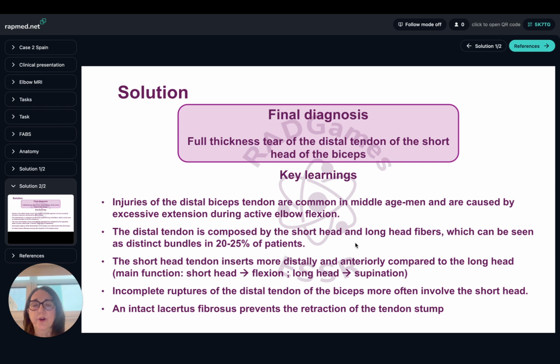Incomplete ruptures of the distal tendon of the biceps more often involve the short head and have a better prognosis. It is very important always to depict whether the lacertus fibrosus is intact, because it limits the retraction, and if there is a lot of retraction, you will have a much more complicated surgery, probably involving both bundles.